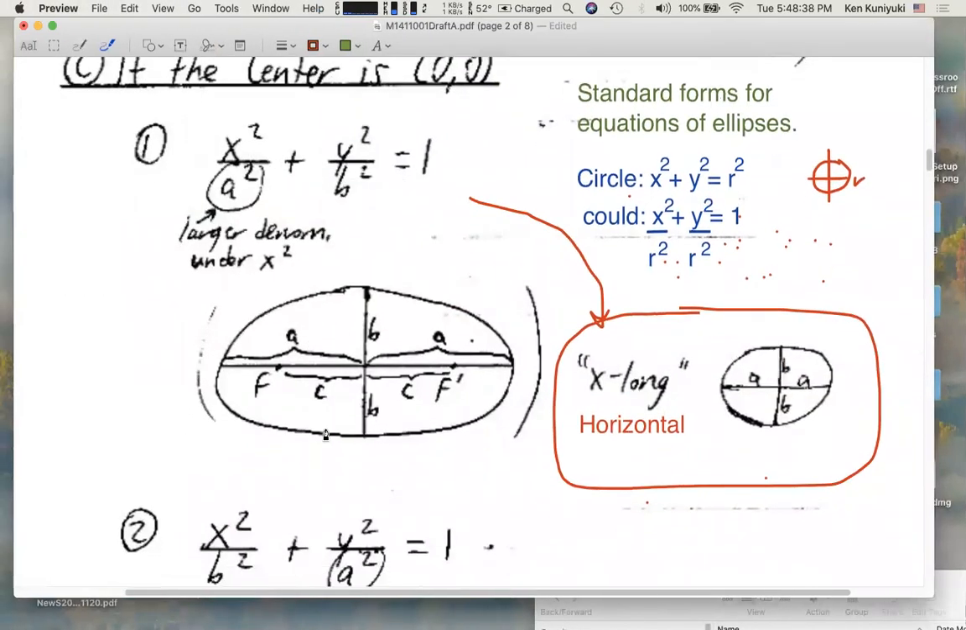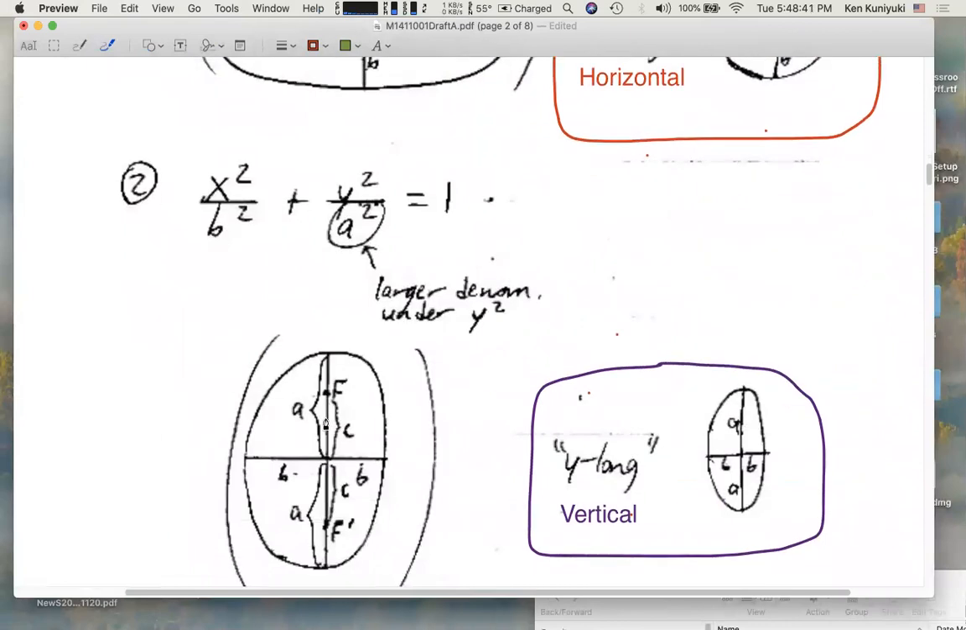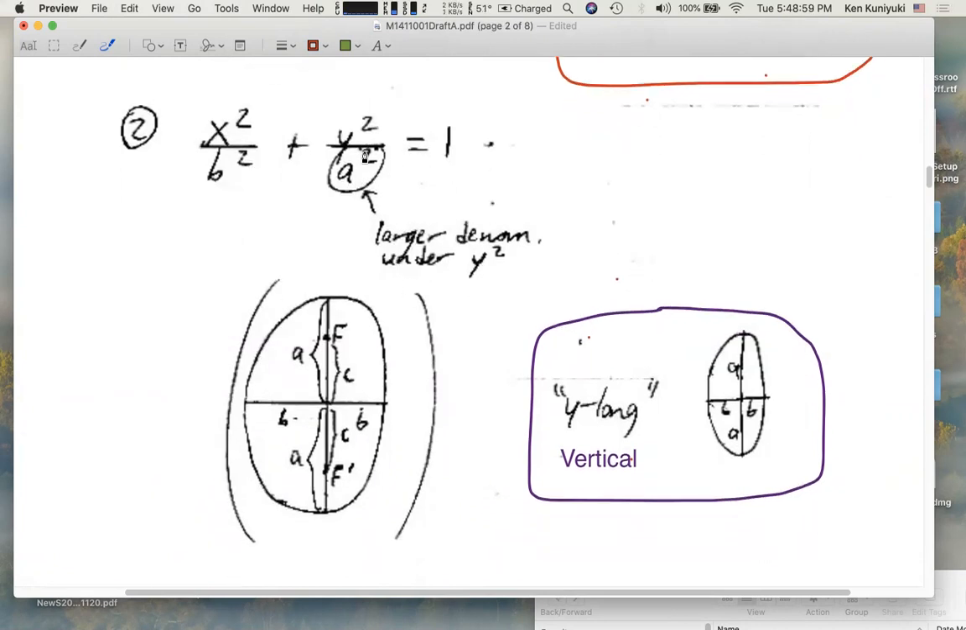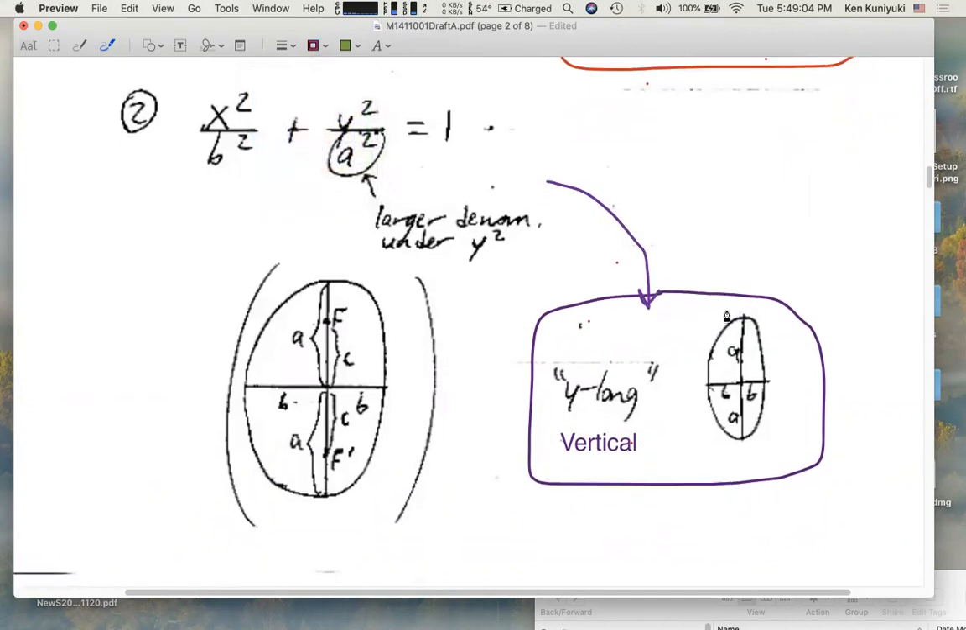Now, if the larger denominator is under the y squared, then we would write it as x squared over b squared plus y squared over a squared equals 1. Again, you would have positive numbers beneath the x squared and the y squared, but this time the larger denominator, the bigger number, is underneath the y squared. In that case, we have a y-long or vertical ellipse, like so. So we have a units from the center to these vertices up here and down here, and b units to these endpoints of the minor axis over to the right and to the left.